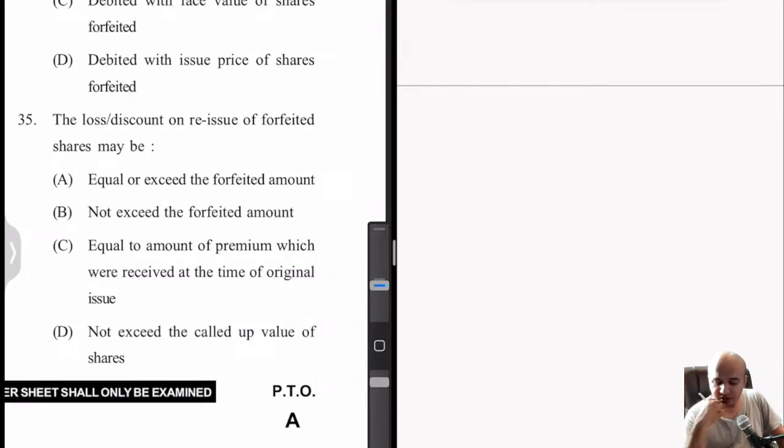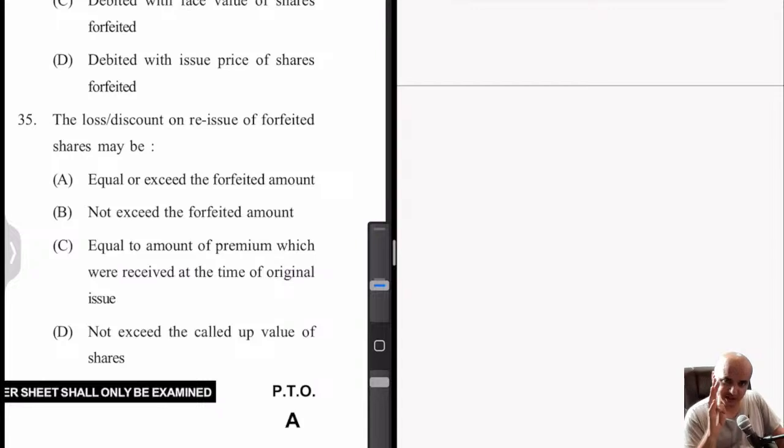Now, loss or discount on reissue of forfeited shares may be equal to or exceed the forfeited amount, equal to the amount of premium which was received at the time of original issue, or not exceed the called up value of the shares. Okay, Aniket Rajput is saying option B is the right answer. Let's see which option is the correct one.